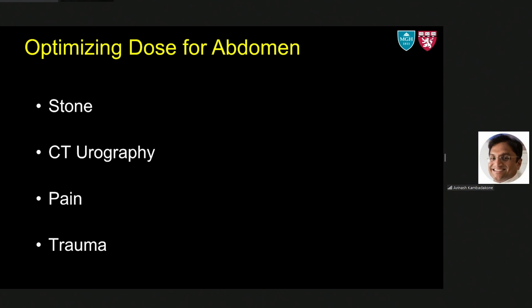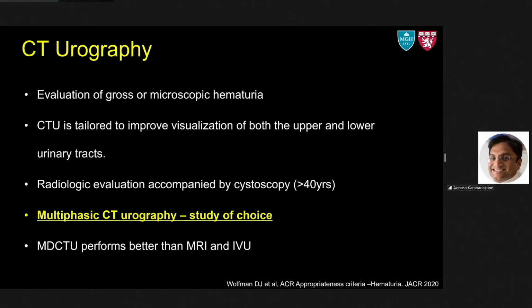Now, in the next few minutes, let's go over some of the other indications where you can optimize dose. So I'm going to go over now CT urography. Now, CT urography is a technique which is used for evaluation of gross or microscopic hematuria. It is tailored for visualization of both the upper and lower urinary tracts. Multi-phase CT urography is the study of choice compared to MRI or IVU for evaluation of both the upper and lower urinary tract.